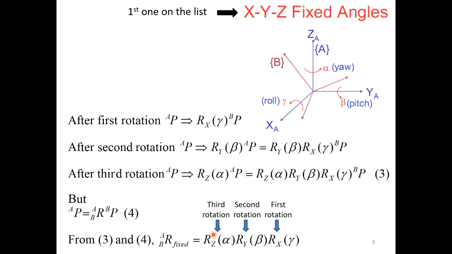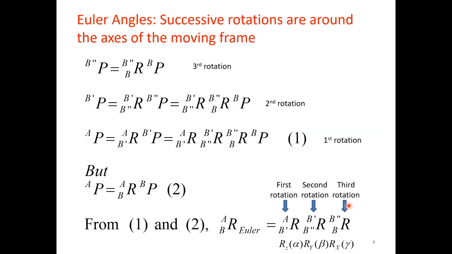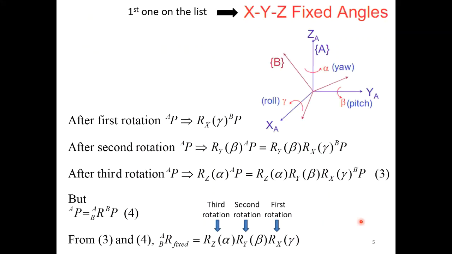And if you look at the expression you got earlier, you had the first rotation on the left, second rotation in the middle, and the third rotation on the right. So the rotations are going from left to right if it is Euler angles. If it is fixed angles, they are going from right to left, completely opposite order. All right. Any questions?